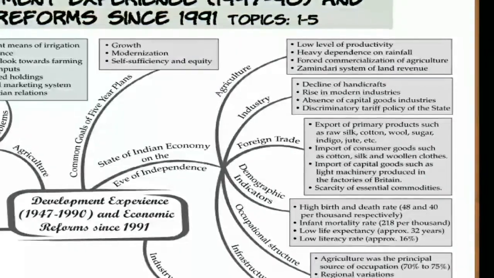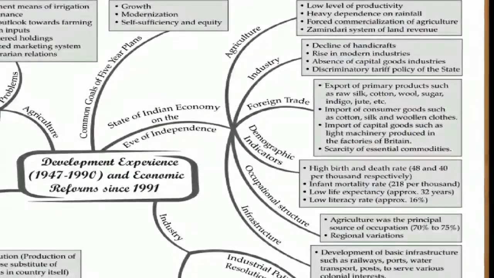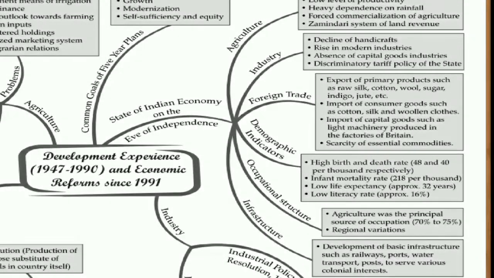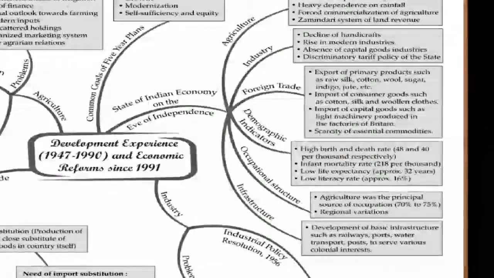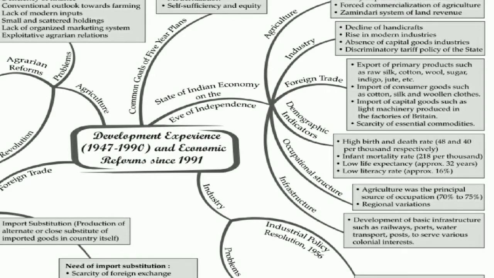One, agriculture, where there was a low level of productivity, dependence on rainfall, and commercialization was forced by the zamindars and the zamindari system. Then we saw the industry. In industry also we have seen the decline of the handicraft industry. Modern industry was rising, the capital goods industry was very low, so there was an absence actually, and tariff policy was discriminatory. Then foreign trade we have studied, and in the same way demographic indicators, occupational structure and infrastructure.